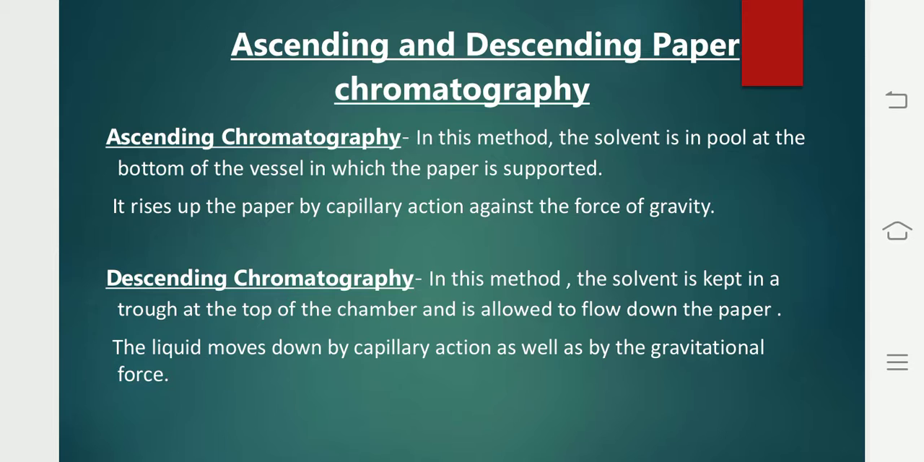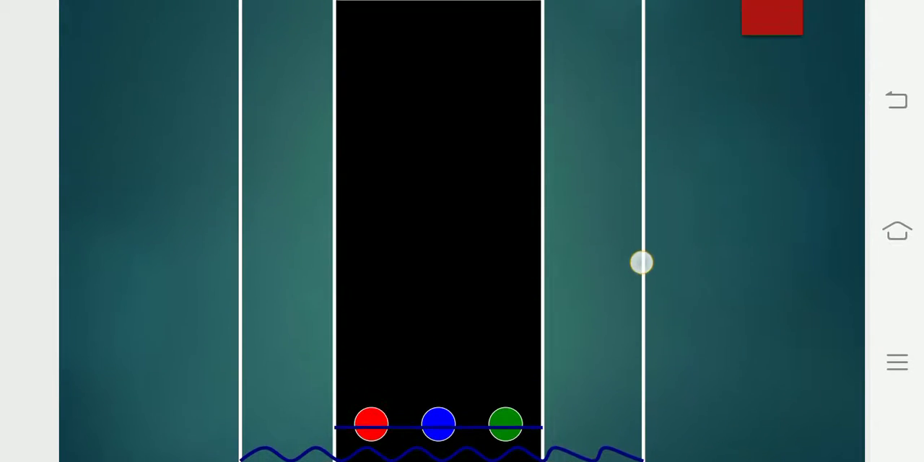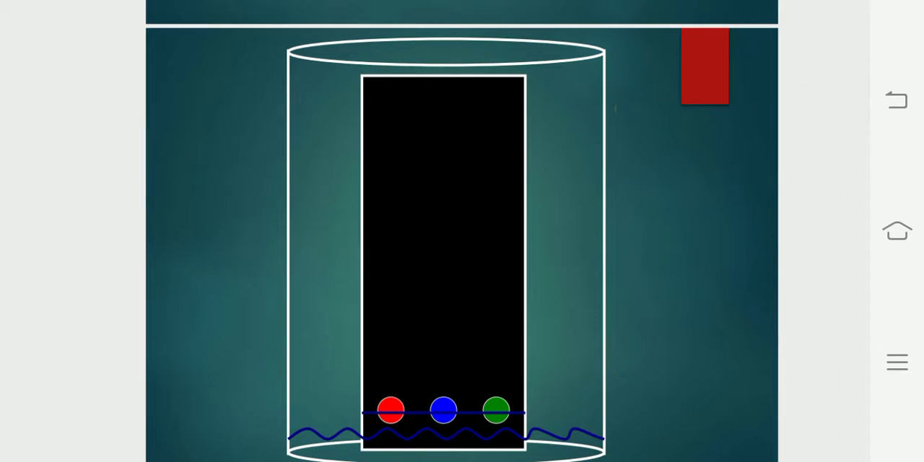Three types of chromatography come under paper chromatography. The first is ascending chromatography, the second is descending chromatography, and the third is radial chromatography. In ascending chromatography, the solvent is in a pool at the bottom of the vessel. Here is an example of ascending chromatography, in which you can see the beaker containing the paper, and the solvent is placed at the bottom of the paper. This type is ascending chromatography.